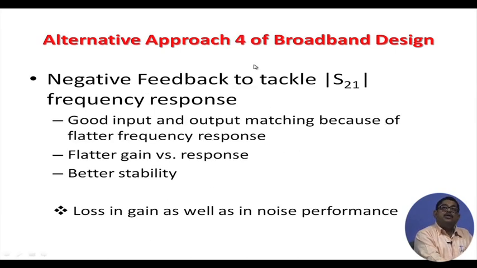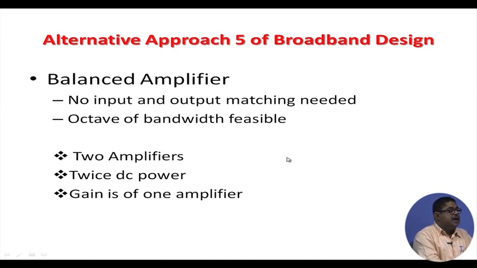Fourth alternative, here negative feedback you can use. Any negative feedback will make your input and output matching better, because any negative feedback flattens the frequency response. So, S21's frequency response with feedback will be a bit flattened. So, you will get a flatter gain versus frequency response and better stability. Obviously, negative feedback makes any amplifier circuit stable, but here also, because of negative feedback, your gain as well as noise performance will degrade. But this is a new, very elegant concept.